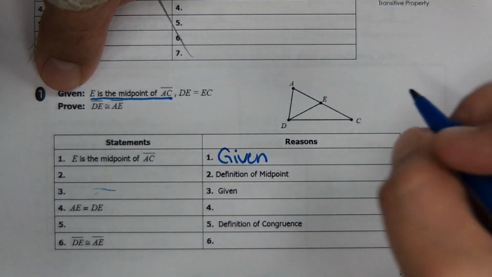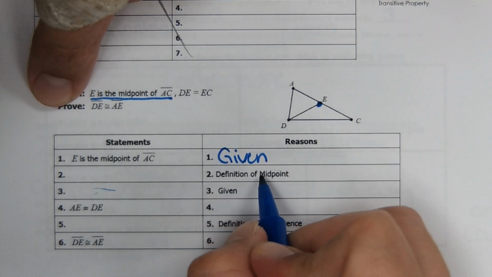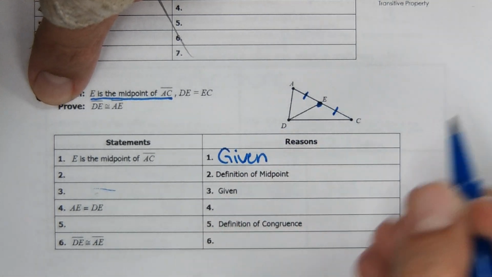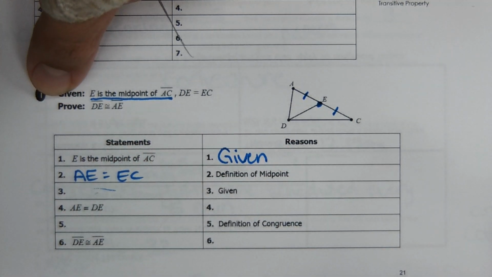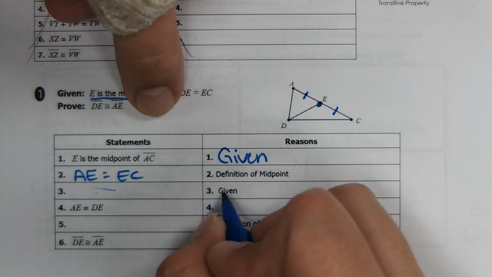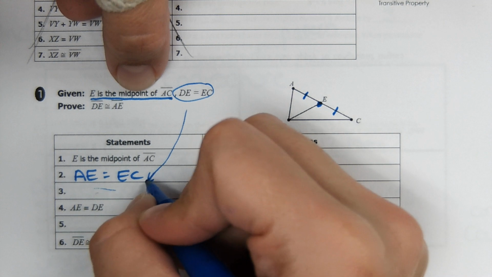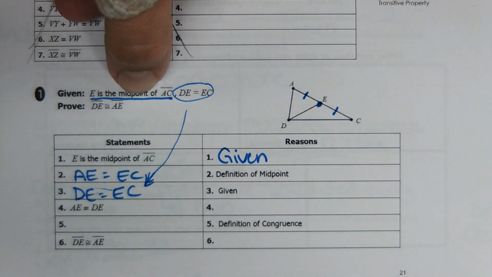So it says E is a midpoint of AC. Cool. And then the next reason is definition of midpoint. Well, if E is a midpoint, then AE equals EC. So I'll plug that in. AE equals EC. And then for given, I'm going to take this and plug it in here. DE equals EC. Okay.